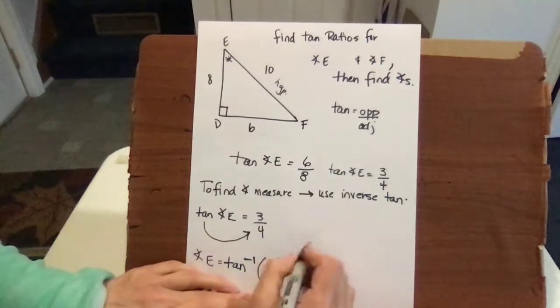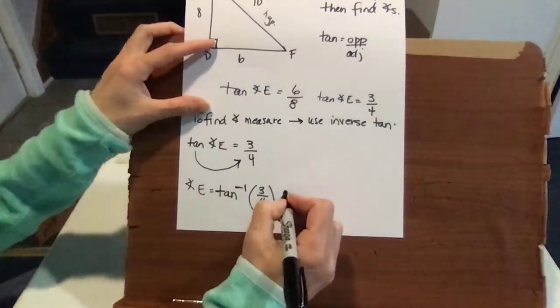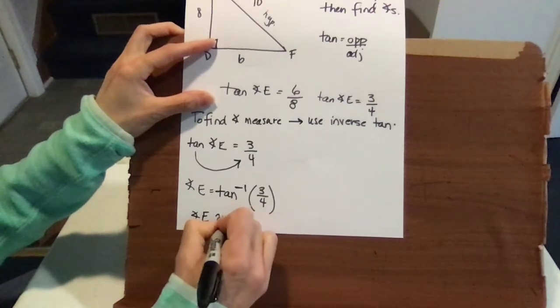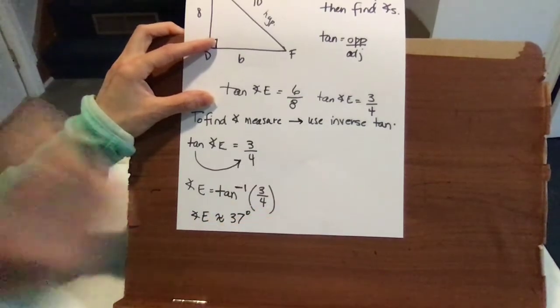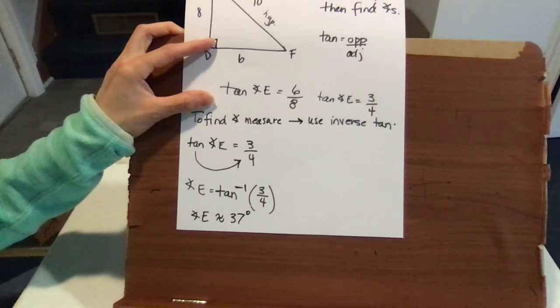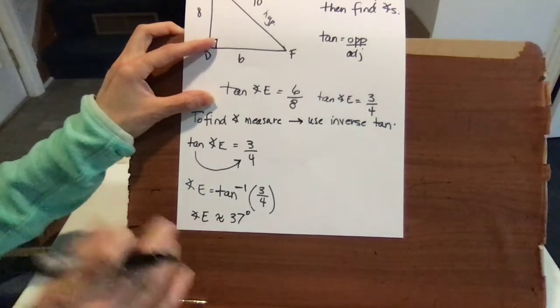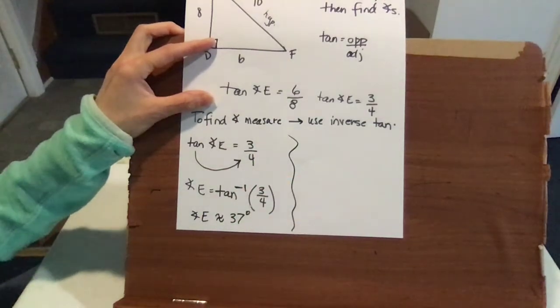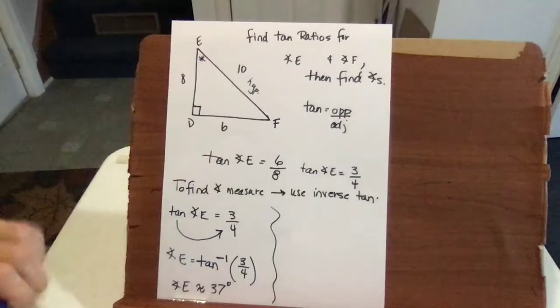So angle E is approximately 37 degrees. And you must put the degree symbol on here because you're looking for an angle, you're not looking for a side. Okay? Now, we also have to find the ratio for angle F.